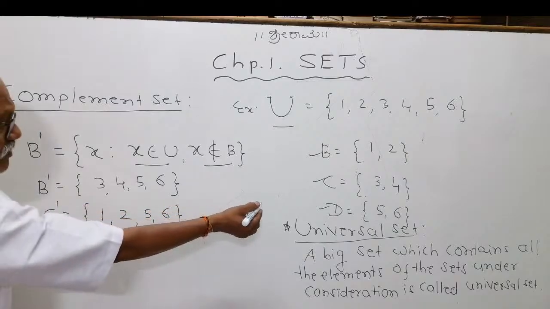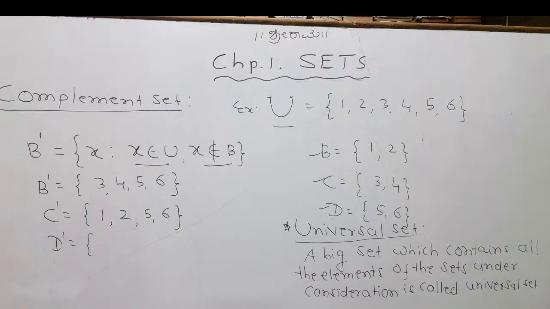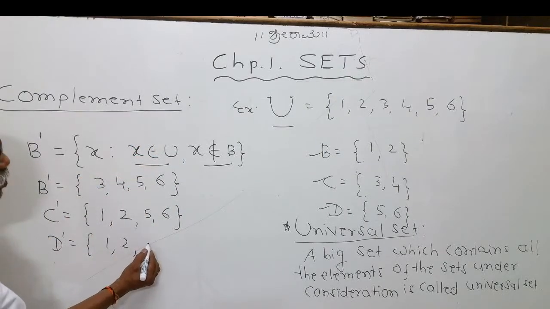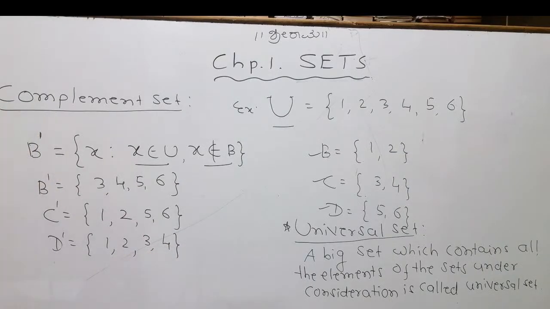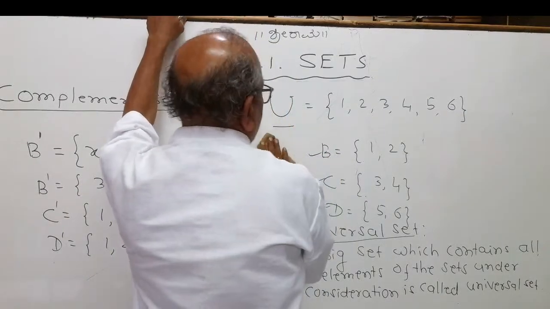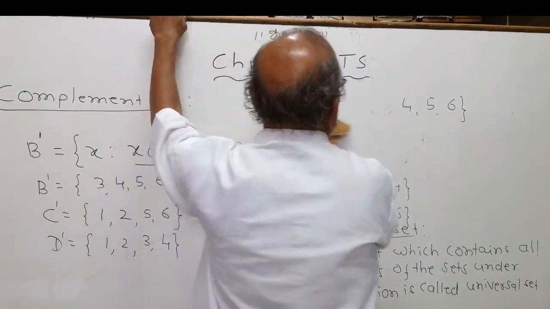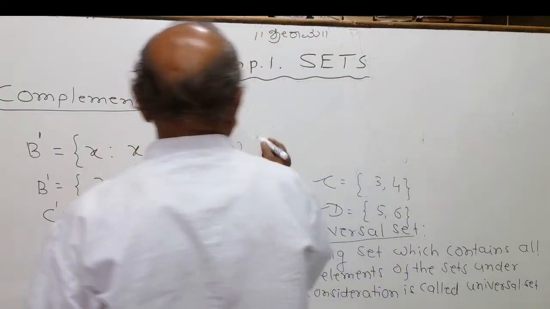Similarly, complement set of D are present in U but not in D. Except 5, 6, you can write the elements here. You will get 1, 2, 3, 4. Observe, so that is the meaning of complement set. Okay, and we can define complement set like this.